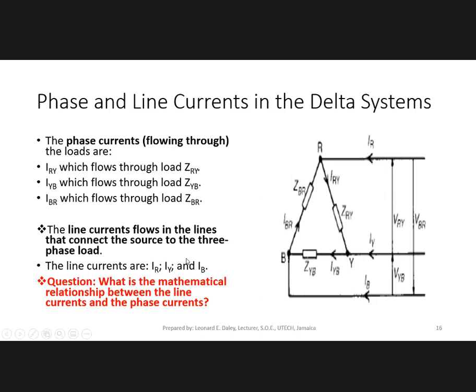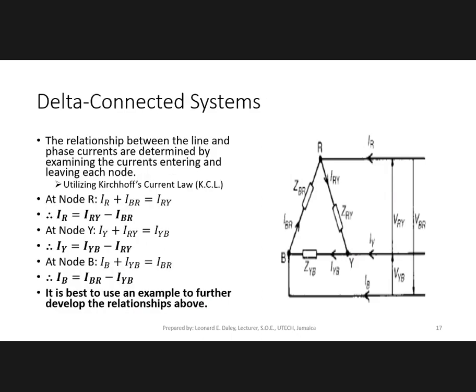All right. So that is our question. Now, what is the mathematical relationship between line currents and phase current for the delta system? All right. So that relationship can be determined by using Kirchhoff current law at each of the nodes. So this is a node. So this point here, mark R, is a node. This point here, mark Y, is a node. And B is also a node.